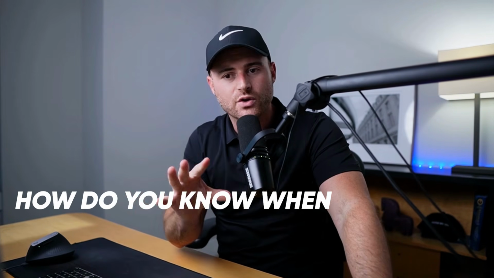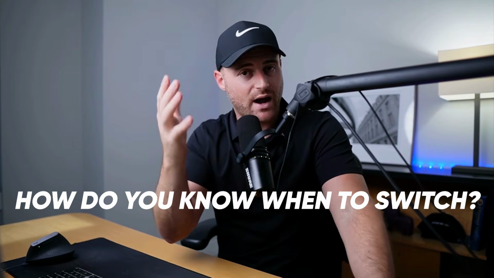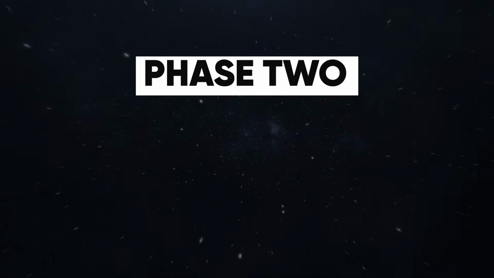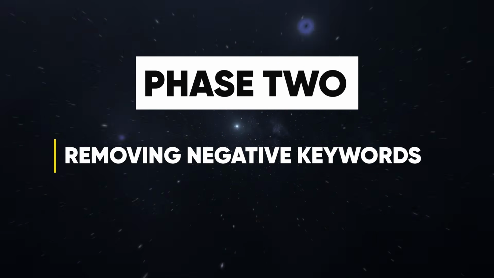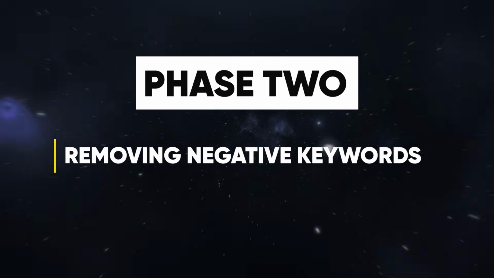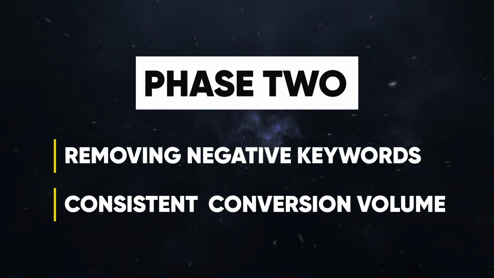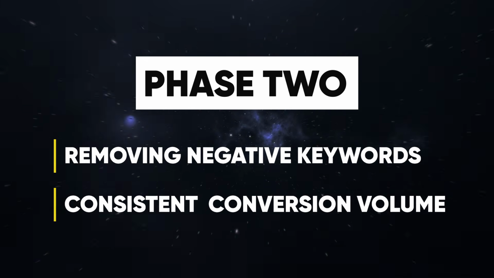Now, how do you know if you have enough conversion volume to pivot to what I would call phase two, which means you actually want to start removing negative keywords? Here's how you know. Does your current campaign or campaigns have enough conversion volume in them where your smart bidding is very consistent? So if you change the bidding goal, you don't go through these real wacky phases. You kind of have it dialed in. It's going to stay consistent.